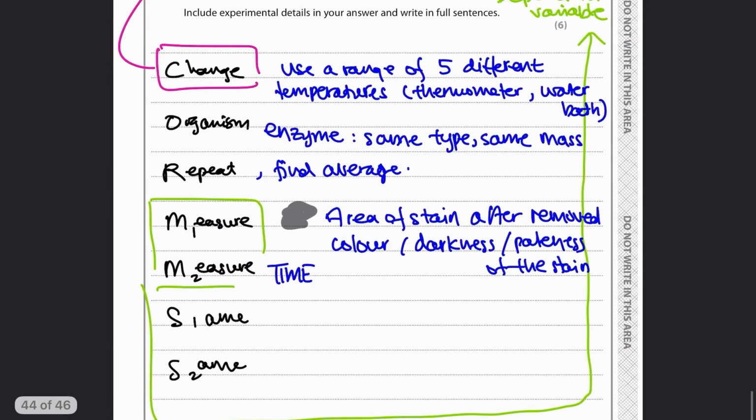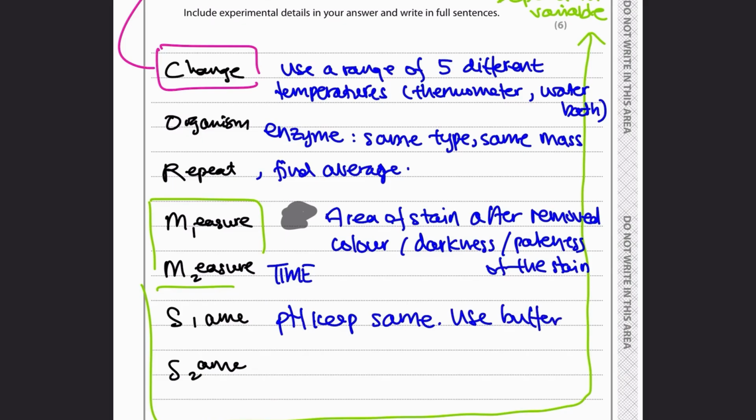What do you have to keep the same? Now, there's lots to write down. Write down at least 3 to 4, because you might write one down that's not worthy of a mark. So put down as many as you can. Some worthwhile ones: think enzymes. What's going to affect the enzyme activity that you don't want it to affect? One is temperature, but we're already changing the temperature, so that's okay. What else affects enzyme activity? pH, right? You've got to keep that the same. pH keep same, and you can say use a buffer, because buffers, that's what they do. They help to keep the pH the same.